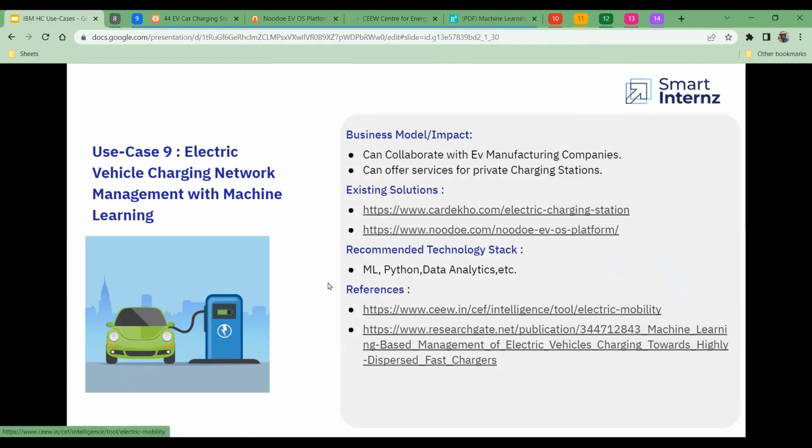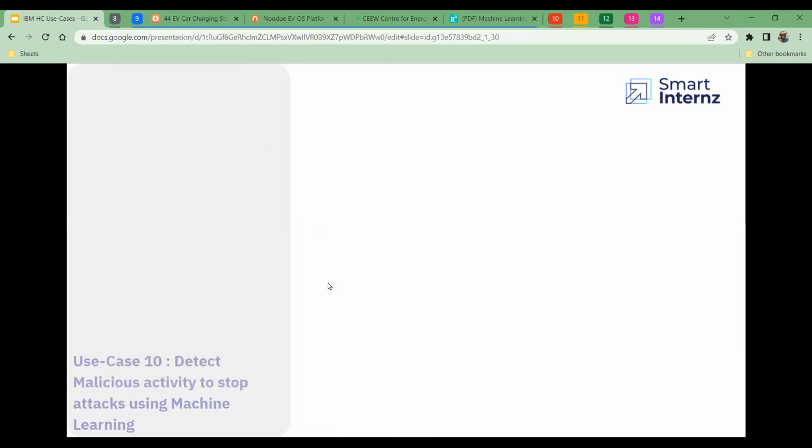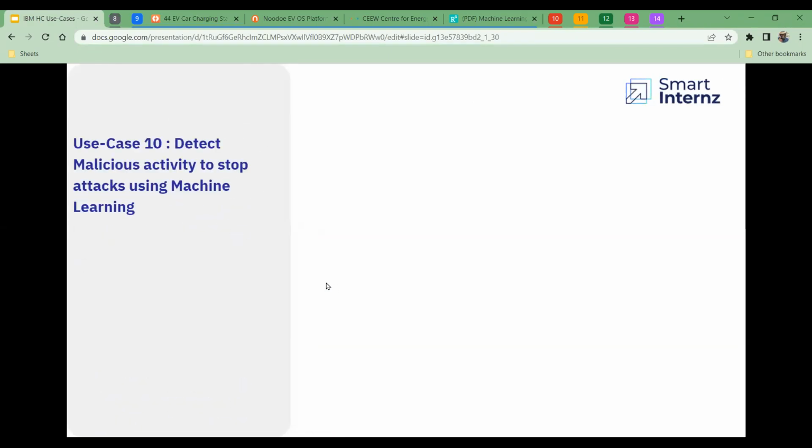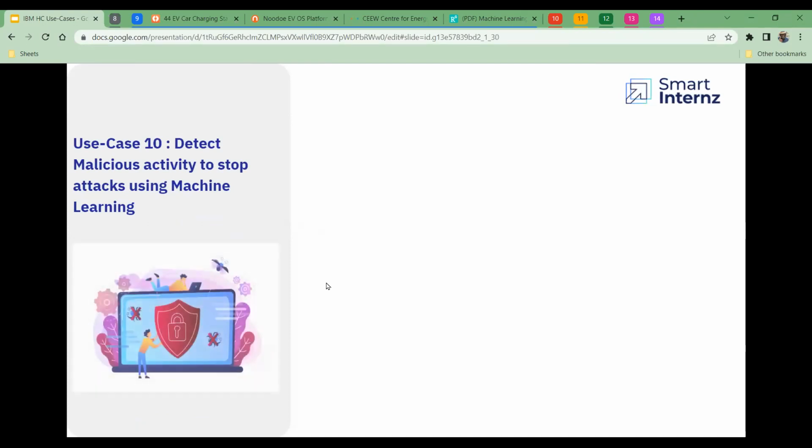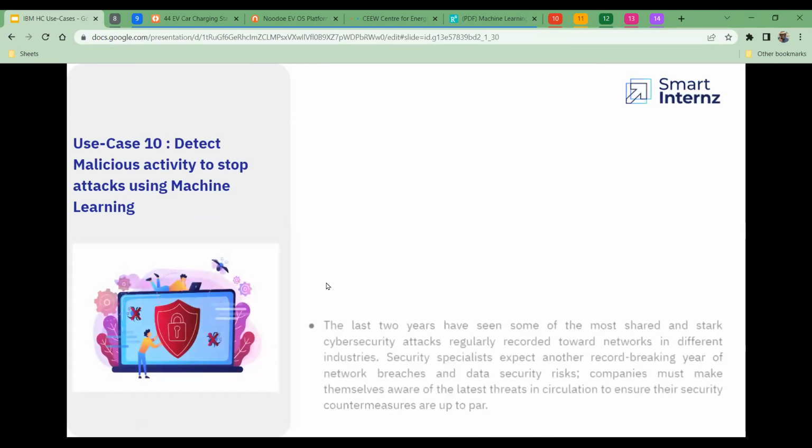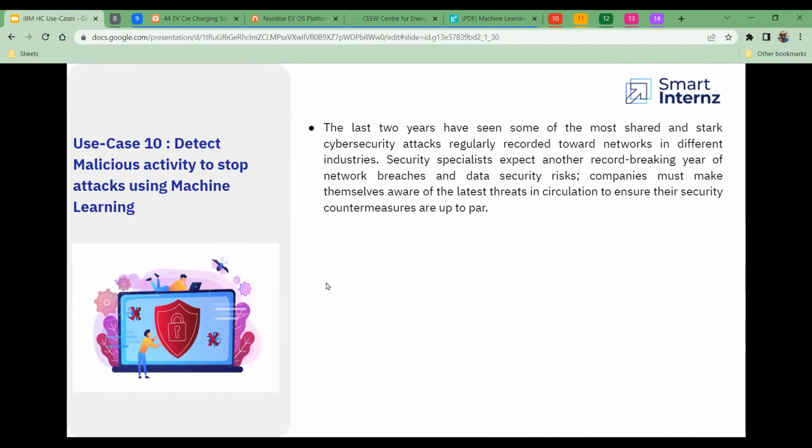Let's go to use case number 10, detecting malicious activity to stop attacks using machine learning. So what is malicious activity? Malicious activity is like phishing, where you throw some links that the user doesn't want to open or click on. If somebody clicks, you get all the data. That's unauthorized activity, and it is harmful to everybody.